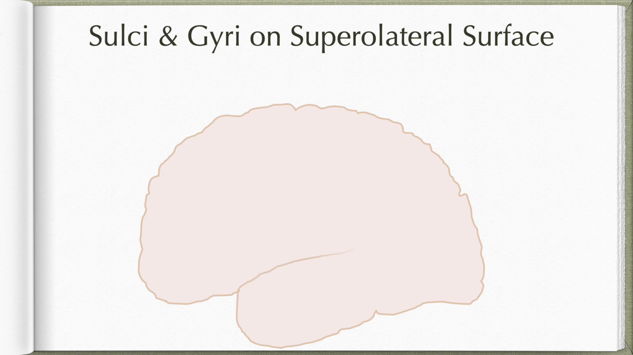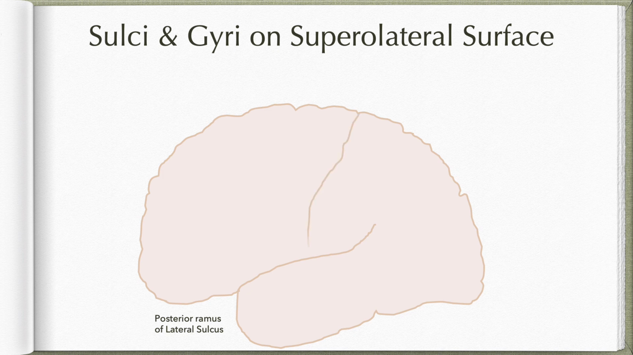Now, the first sulcus we notice on this surface is the posterior ramus of the lateral sulcus. This runs backwards and upwards, starting from just above the temporal pole. It runs for a distance of about 7 to 8 centimeters, and its posterior end is slightly upturned.